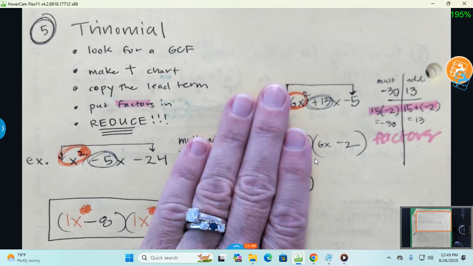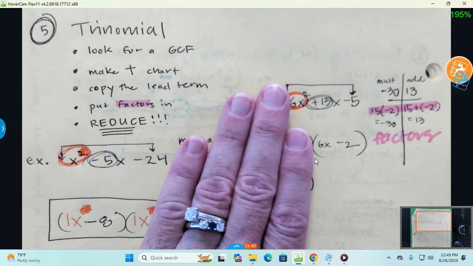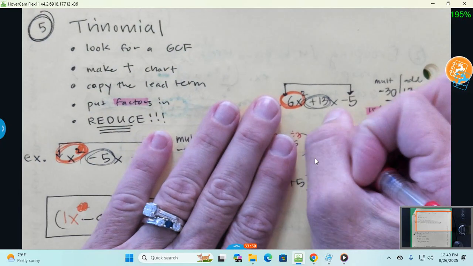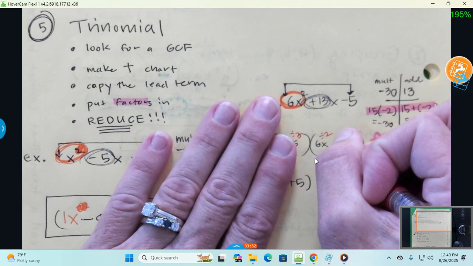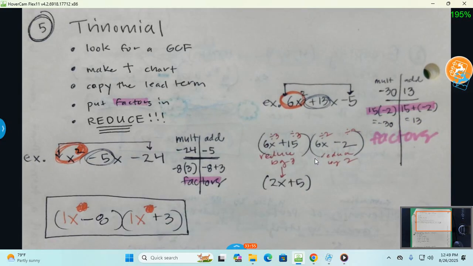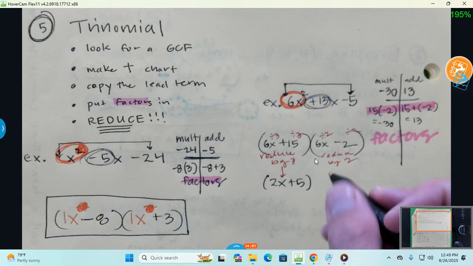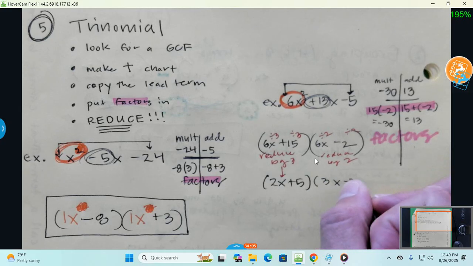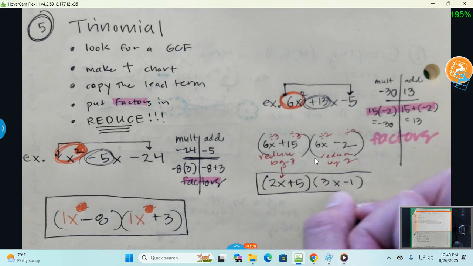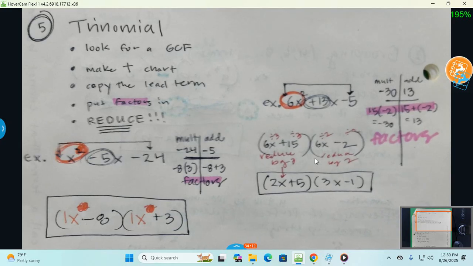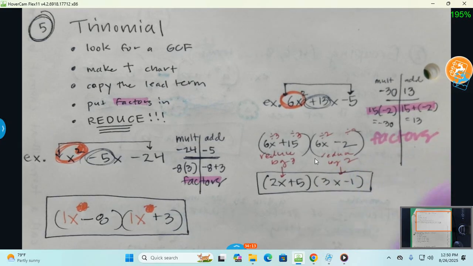And then what can I reduce 6x minus 2 by? What will go into 6x and 2? 2. So I'm going to reduce this by 2. Now, I'm not taking out a GCF. It does not go in the front. It does not go on the outside. It completely vanishes and disintegrates, and you don't see it anymore. So this is going to be 3x minus 1, and this is the final answer. A reduction is not the same as a GCF. A GCF would be taken out in the beginning. A reduction vanishes at the end of your problem.